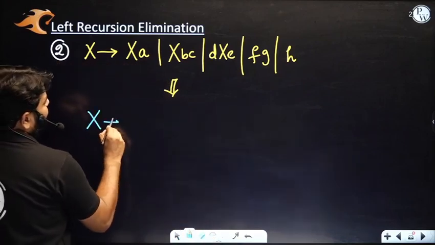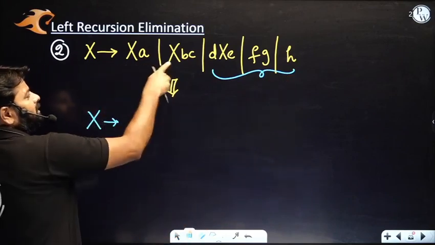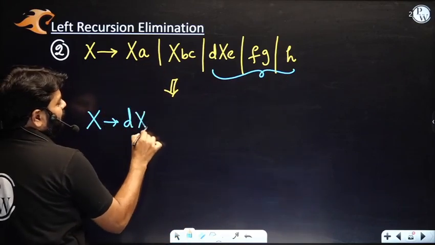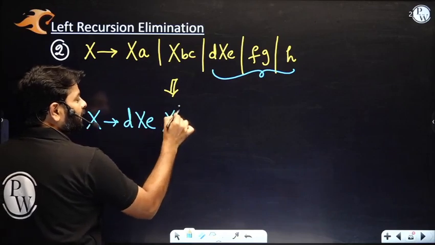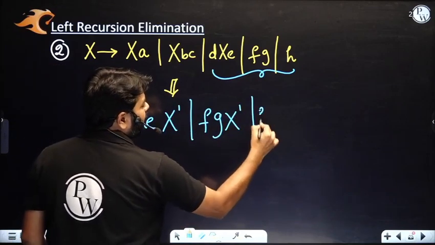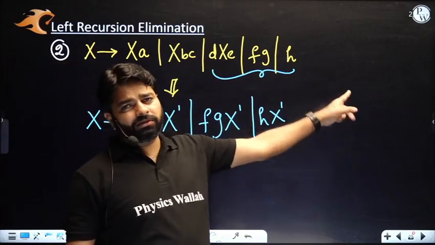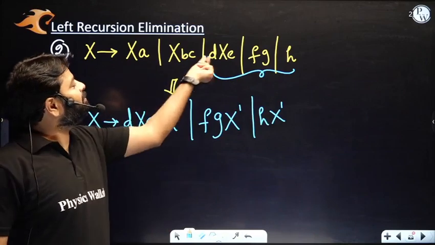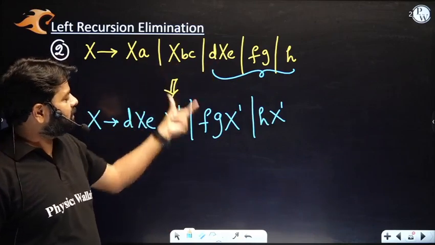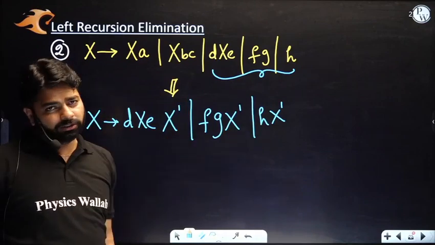That's X derives. Now we are going to take care of these three to end the recursion. That's d X e. We require a new non-terminal X dash. f g. We require a new non-terminal h X dash. So all the non-left recursive terms we have substituted at these two places. It means we get these three possibilities only.